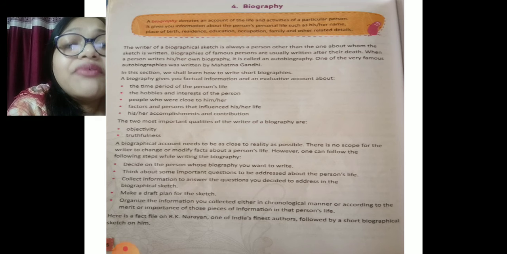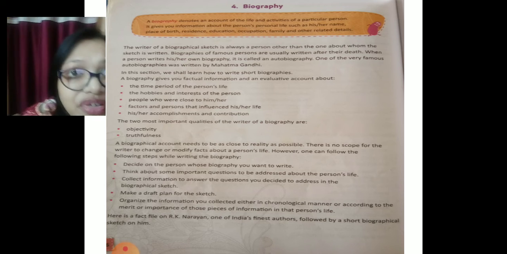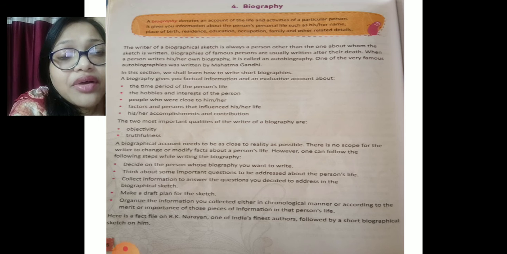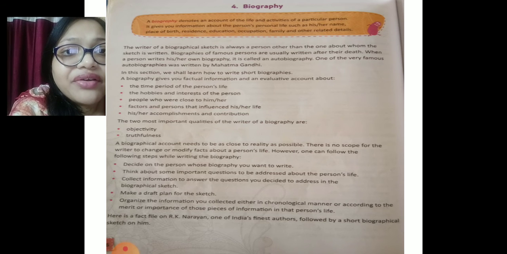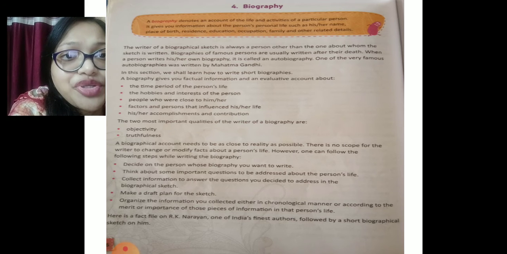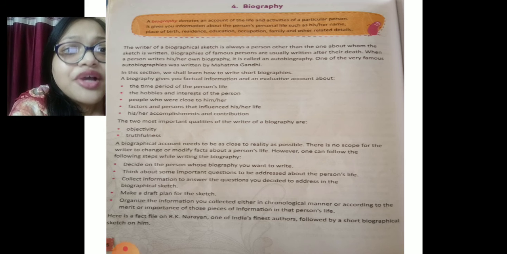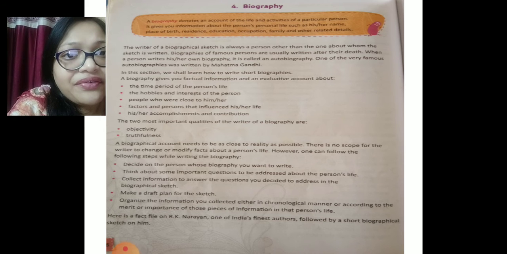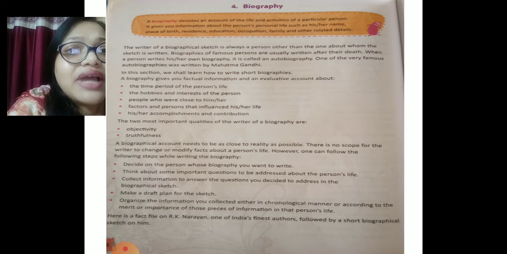Now, what are the basic steps which you must follow while writing a biography? Listen very carefully, children. This is very important for you all because you need to learn this before writing a biography. Number one, decide on the person whose biography you want to write. Number two, think about some important questions to be addressed about the person's life. Number three, collect information to answer the questions you decide to address in the biographical sketch. So you must collect all the information, you must do research, and only then can you write a biography.